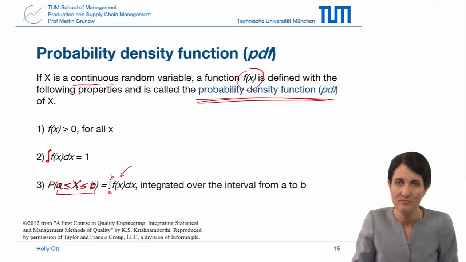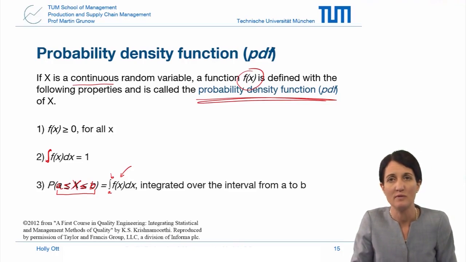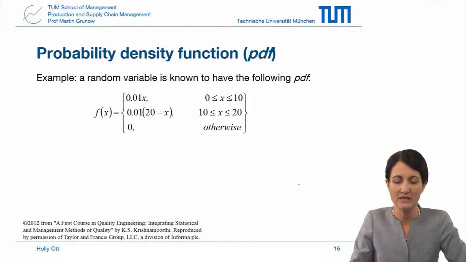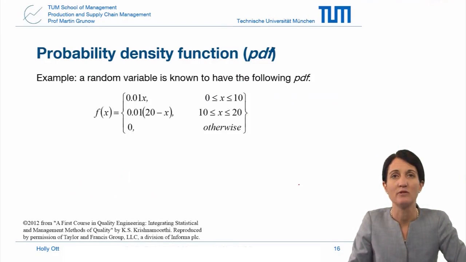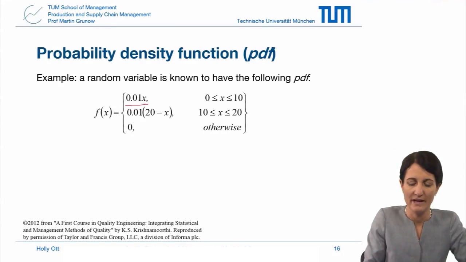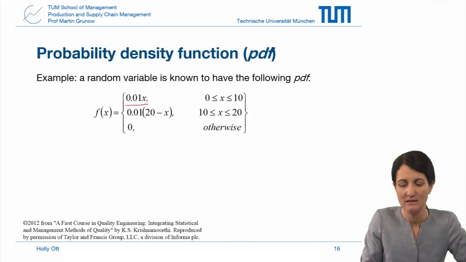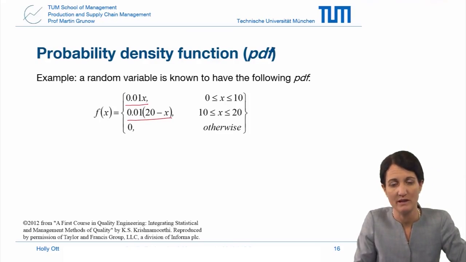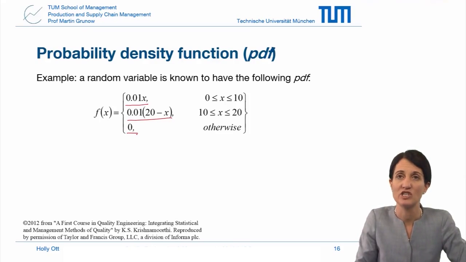So such a function, f of x, is called the probability density function of the continuous random variable. So you can see this is analogous to our PMF situation. Here's an example. We have a random variable that is known to have this probability density function. From x is 0 to 10, the function is 0.01x. From x is 10 to 20, we get 0.01 times (20 minus x), and otherwise our function is 0.